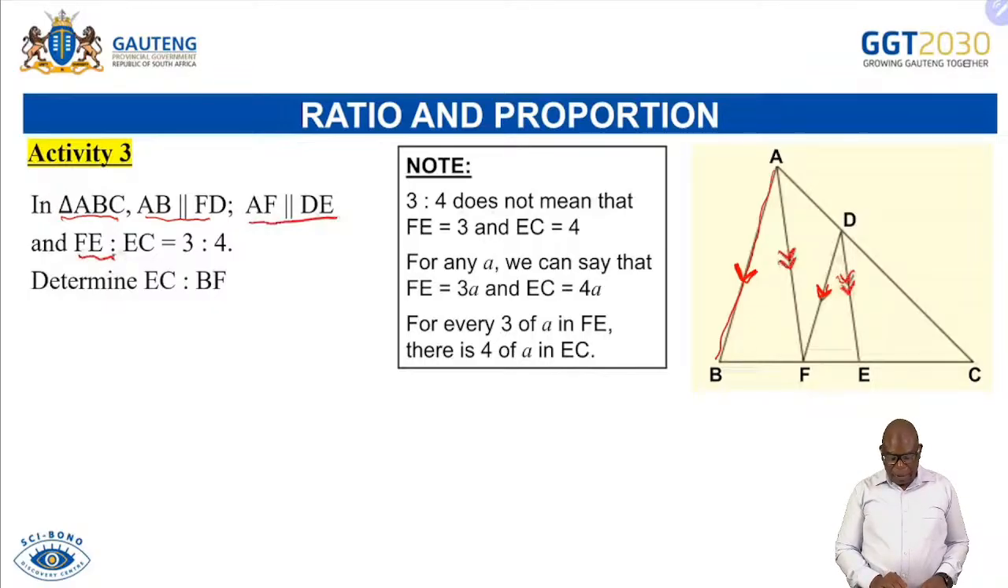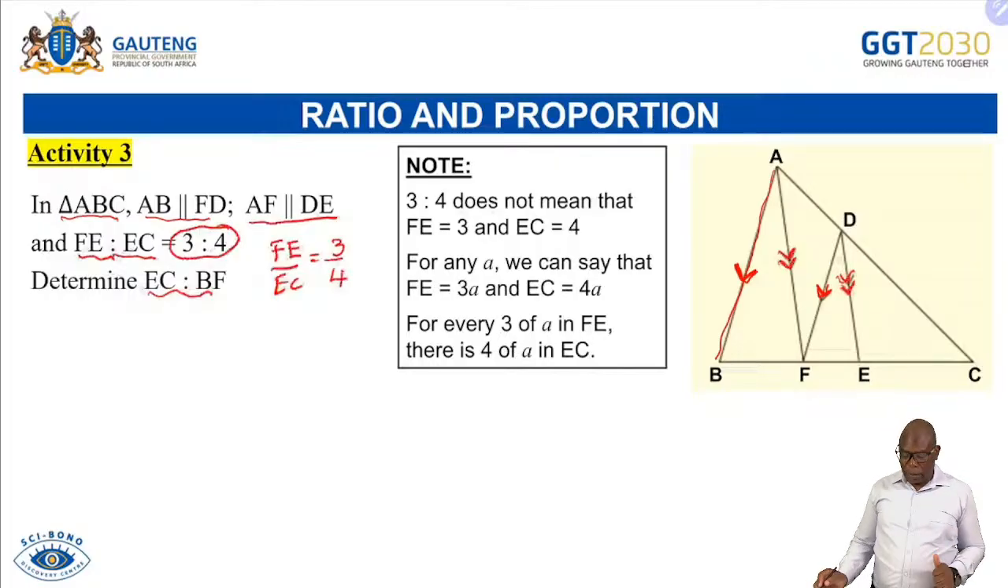FE is to EC, it's 3:4. It's very important that you know how to write this also in fraction form. So in fraction form, that will be FE over EC, it's 3/4. Now, determine EC is to BC. So this one can also be written as EC over BF.